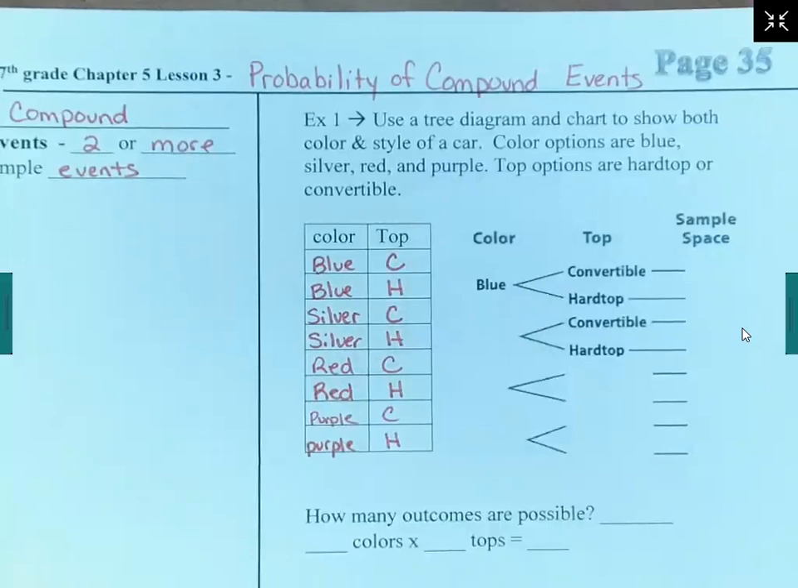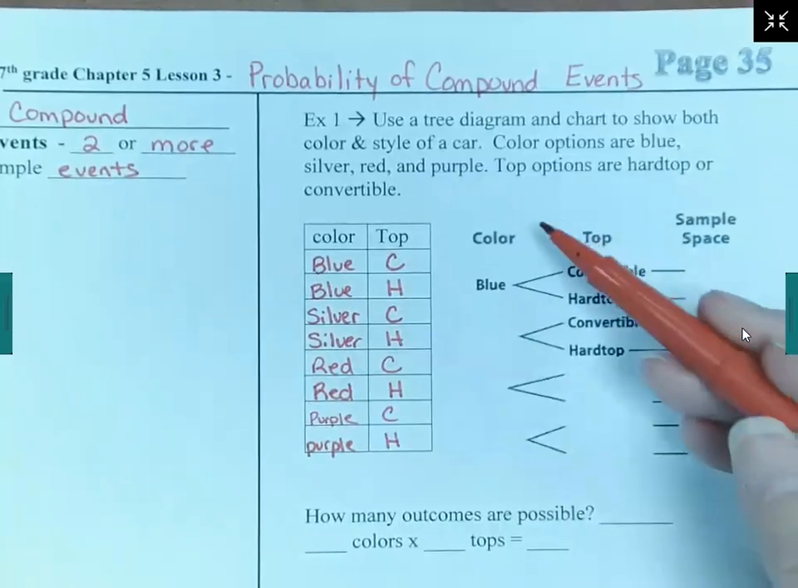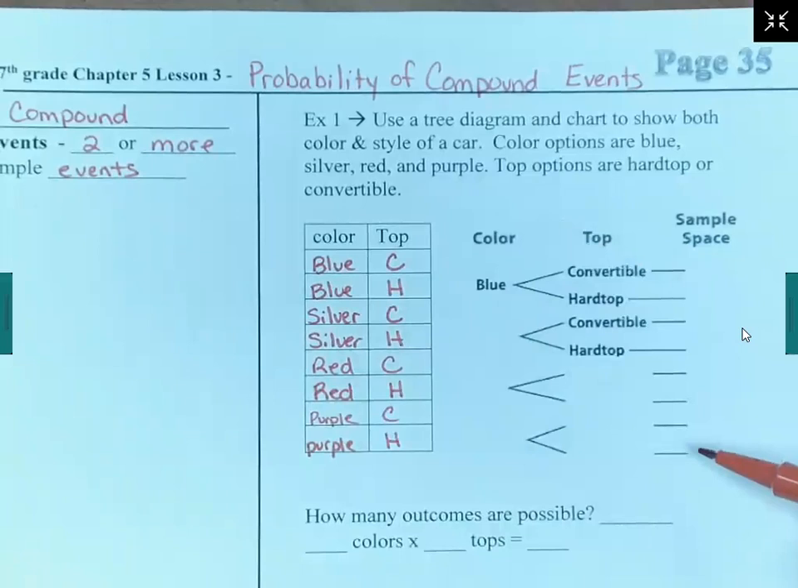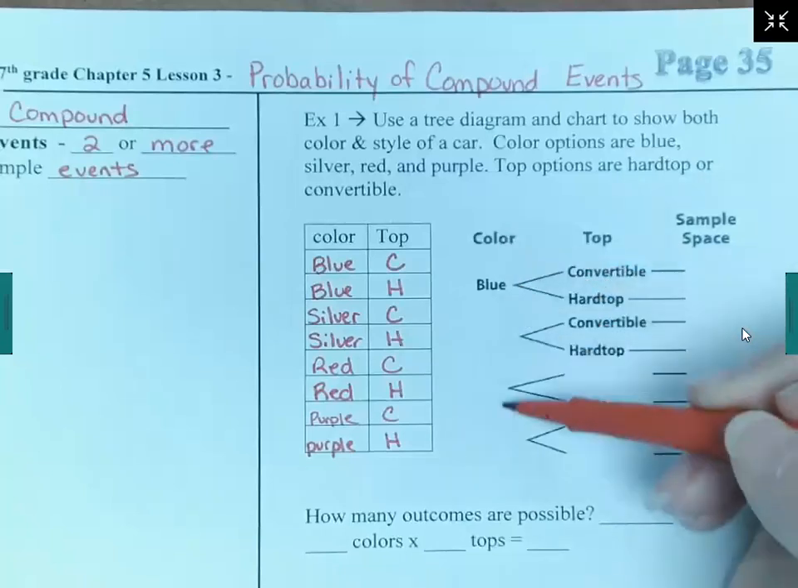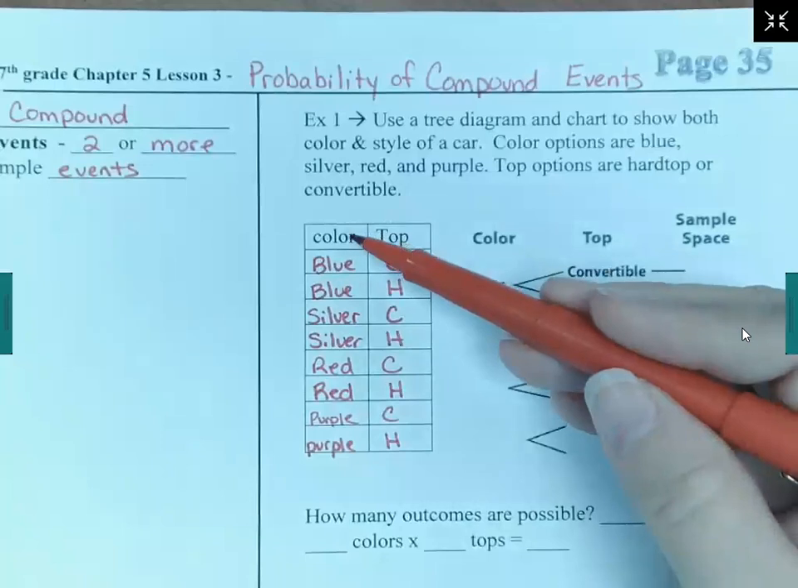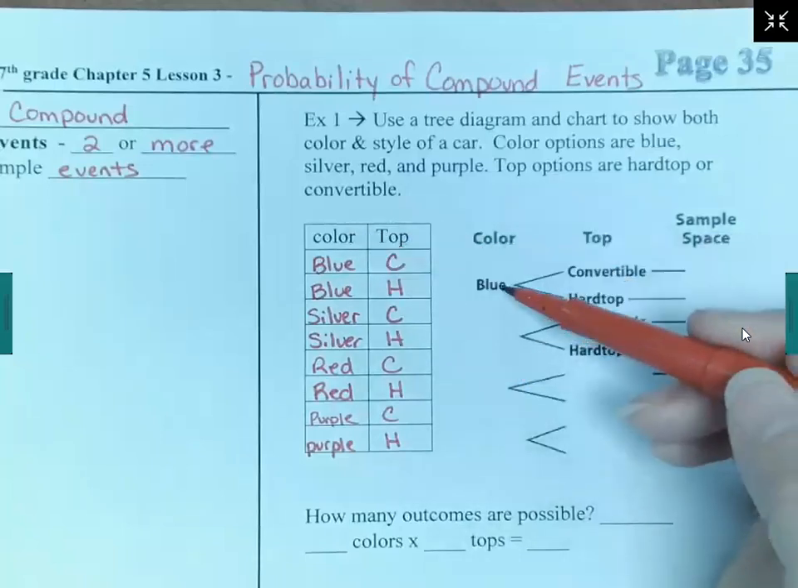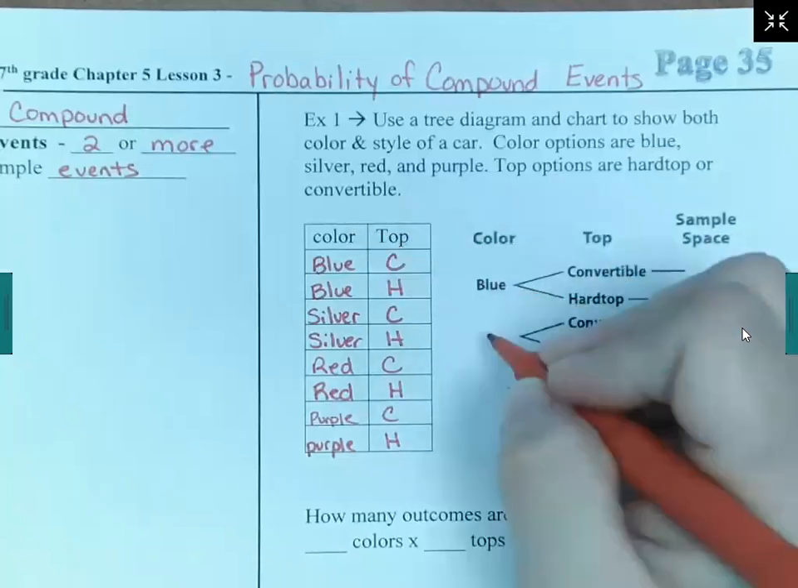The other option is a tree. And honestly, most people don't use it, but you will see it on STAR test. And when you see a tree diagram on a STAR test, it usually looks something like this, with things missing, and you have to figure out what's missing. So the first branch of the tree is the first options, which are color. So we have blue. What's missing?